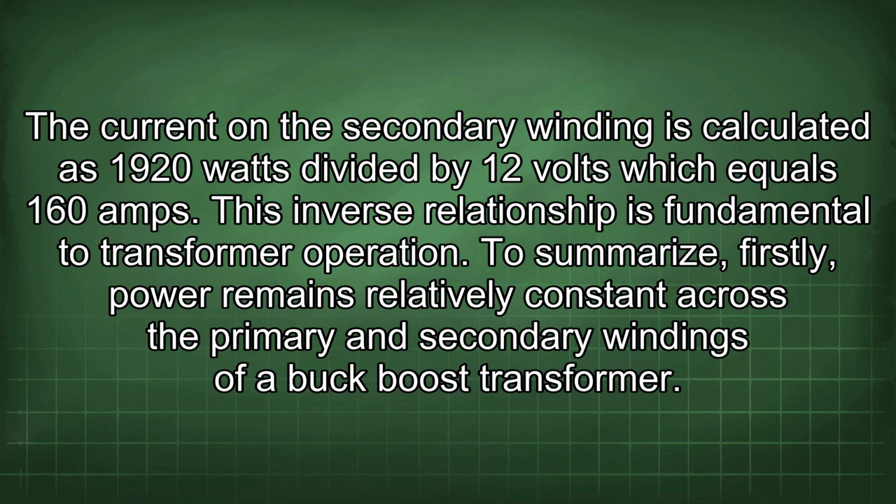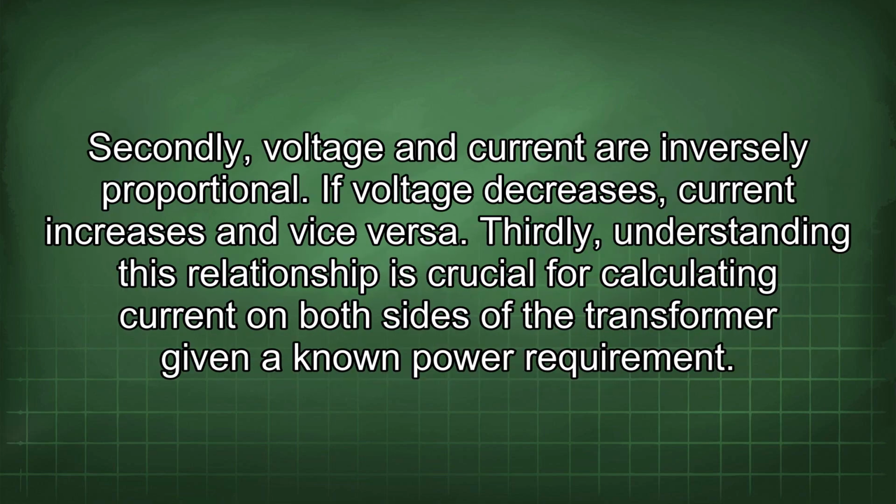To summarize, firstly, power remains relatively constant across the primary and secondary windings of a buck-boost transformer. Secondly, voltage and current are inversely proportional. If voltage decreases, current increases, and vice versa. Thirdly, understanding this relationship is crucial for calculating current on both sides of the transformer given a known power requirement.